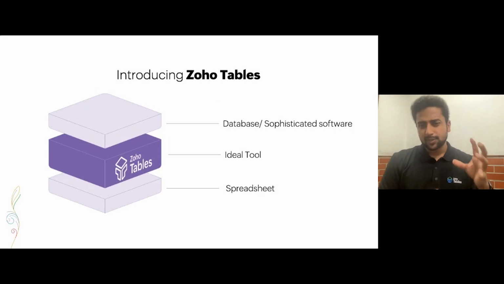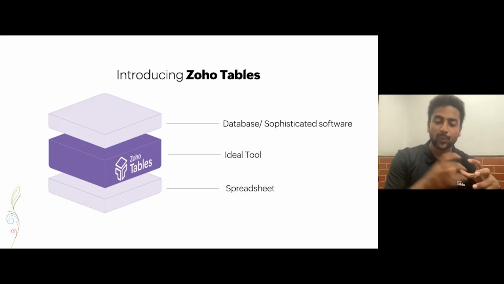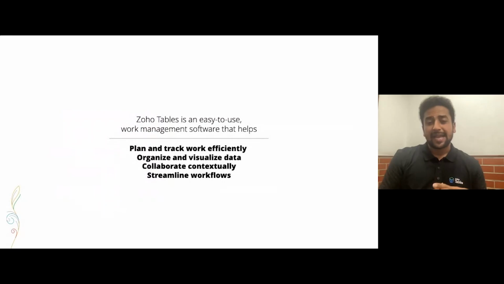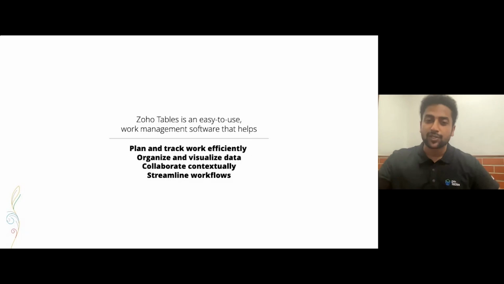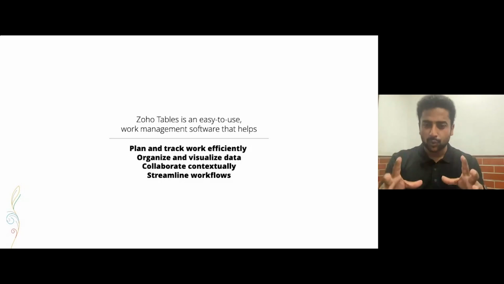So what is Zoho Tables? Zoho Tables is a tool that combines, I'm repeating myself, it combines the simplicity of a spreadsheet with the sophistication of a database or a sophisticated software. You can use this to plan and track your work. First thing is you can plan all of your work items, you can assign it to your team members, and then you can track progress of that work item. And then any data associated with these work items, you can store all of that data inside this tool in a central tool. And there are different ways to visualize this data. You can collaborate contextually with your team, and whatever workflows you are managing, it can be streamlined and it can be automated.